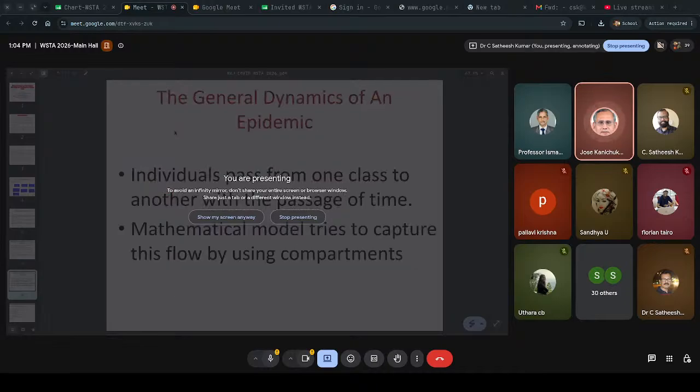The general dynamics: individuals pass from one class to another with the passage of time. Then the mathematical model tries to capture this flow by using compartments.